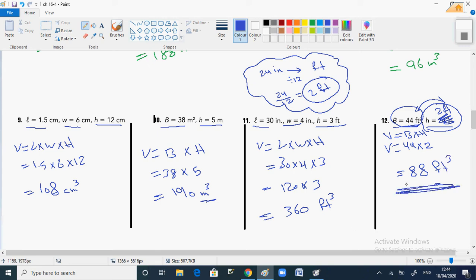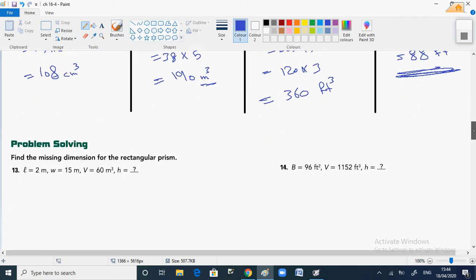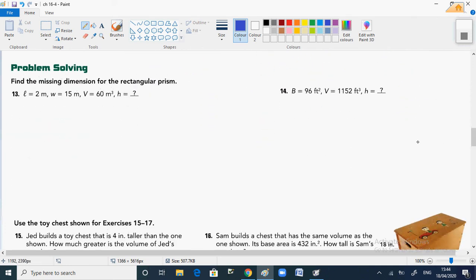Is that clear? It's very important. Look, here I have inches and feet. I cannot multiply them together. So I have to convert inches to feet to multiply feet by feet to get the correct answer. Now look at the problem solving here.